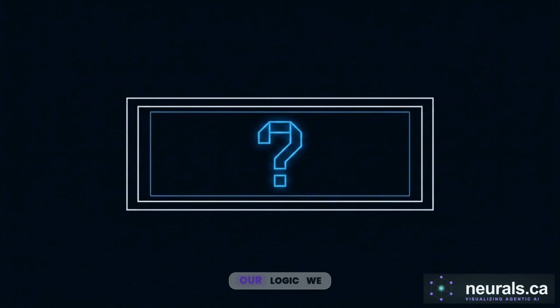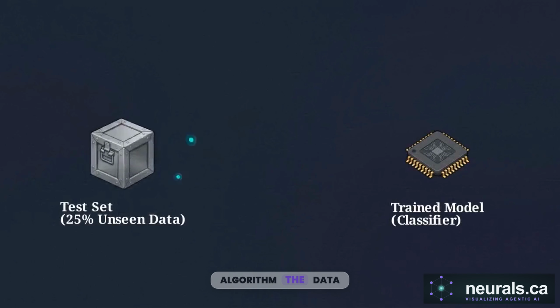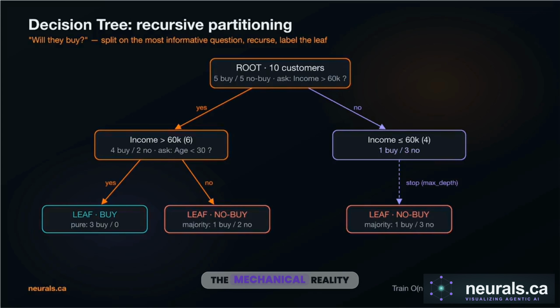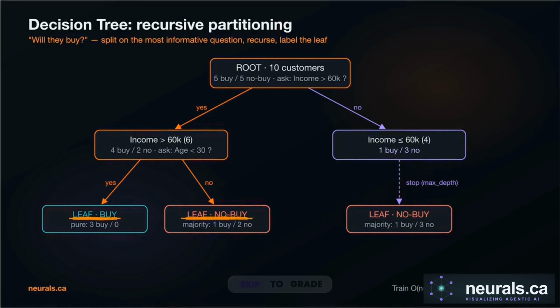Now we test our logic. We execute the .predict command, feeding the algorithm the data from the 25% of customers it has never seen. This graphic demonstrates the mechanical reality of that prediction. The algorithm takes a new customer's age and salary, drops them into the root node, walks them down our short 2-hop flowchart, and lands them on a final leaf labeled either buy or skip.